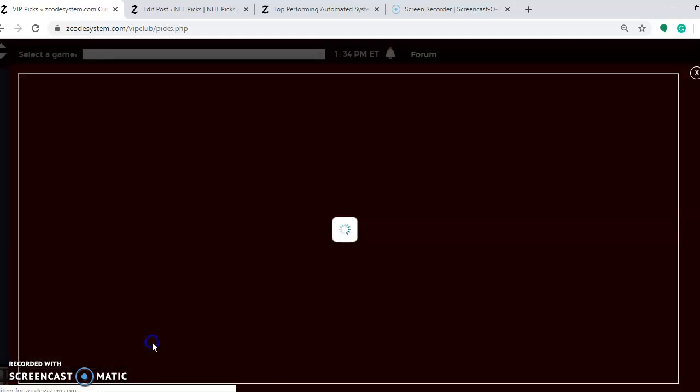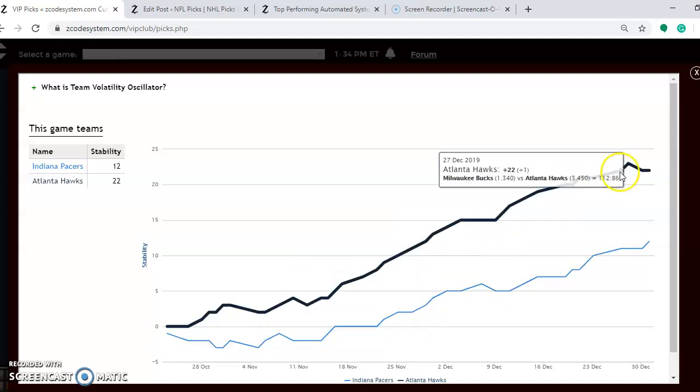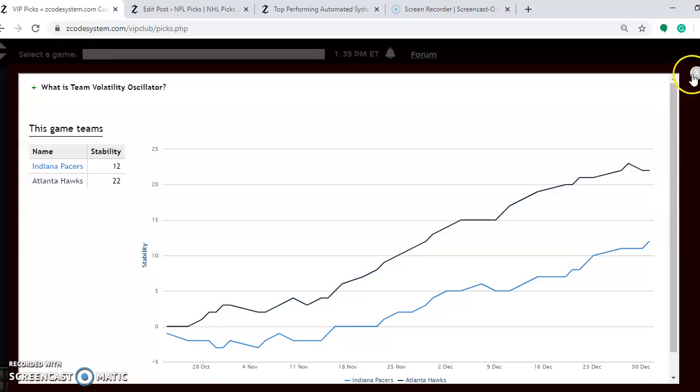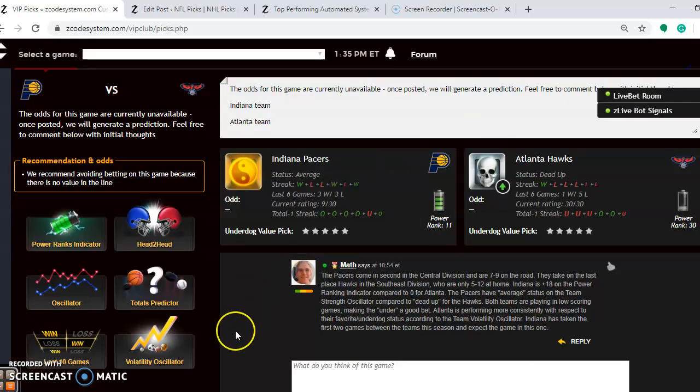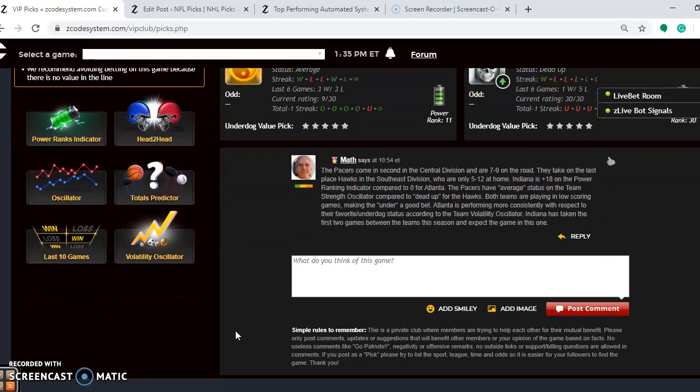And we take a look at the volatility oscillator. How stable have the two teams been? Atlanta is very stable at plus 22. Considering they're going to be an underdog in this one, it's a very safe bet to pick Indiana. Indiana will be 3-0 for the season against Atlanta after this one is all said and done.